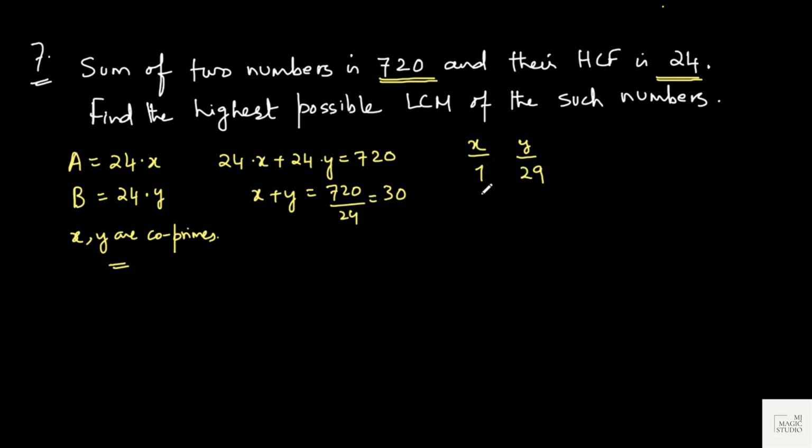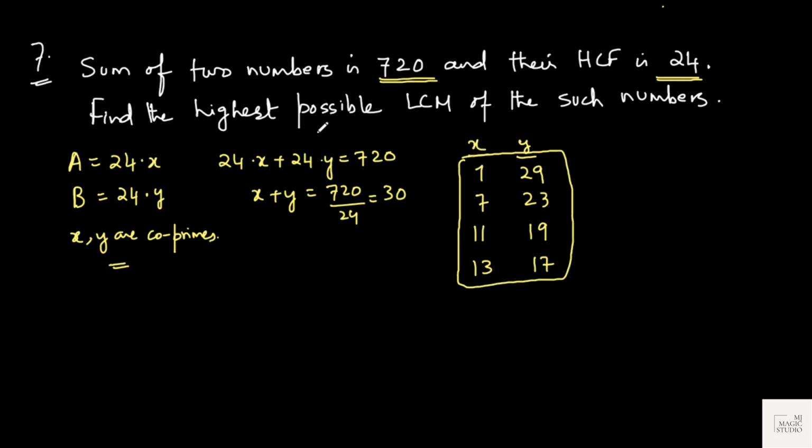We can take 2, 28, 3, 27, 4, 26, 5, 25, 6, 24, 7, 23. These two are co-prime. Then 8, 22 would not work. 9, 21 would not work. 10 does not work. 11, 19. Okay, 12, no. 13, 17. 14, 16, 15 will not work. And then again 16, 14, we are into the reverse mode. So these are the 4 possible values of x and y.